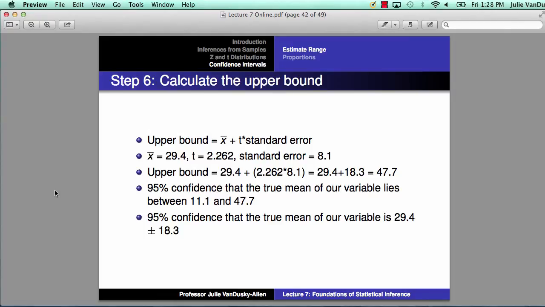Now we can say that we have 95% confidence that the true mean of our variable lies between 11.1 and 47.7, or we can say that we have 95% confidence that the true mean of our variable is 29.4 plus or minus 18.3. Note that 18.3 is just the t-value multiplied by the standard error.